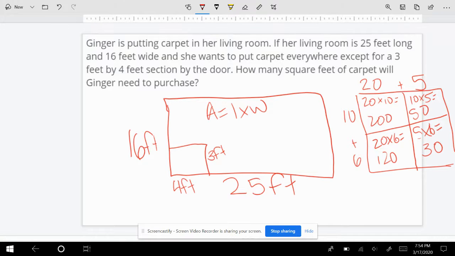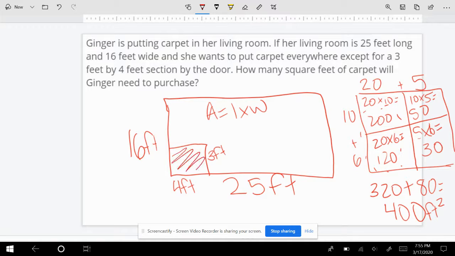Then you add everything up. I'm just going to add vertically. 200 plus 120 is 320. And then 50 plus 30 is 80. I know 80 and 20 is 100, so I can add another 100 to the 300. So that is 400. Now, 400 feet squared, because that is area.